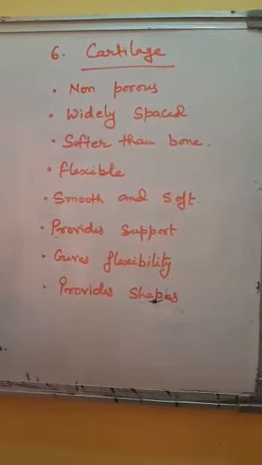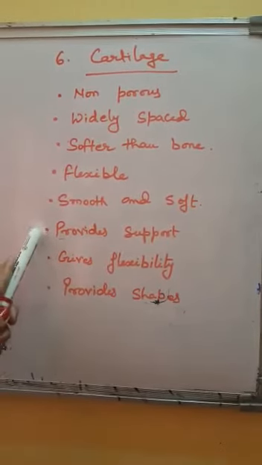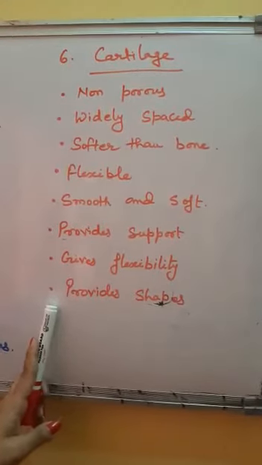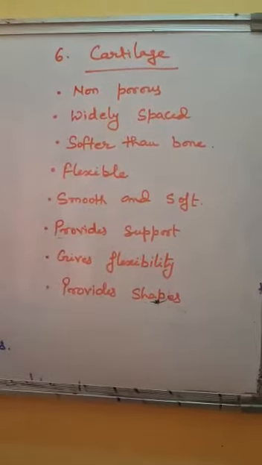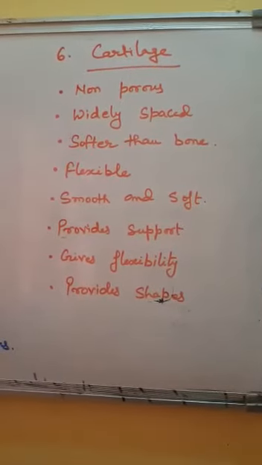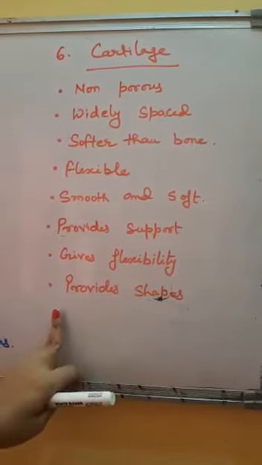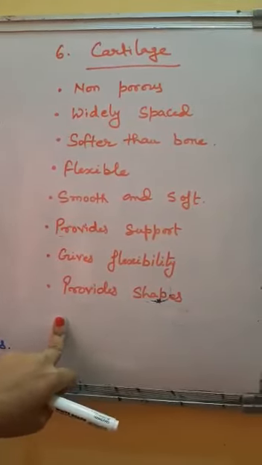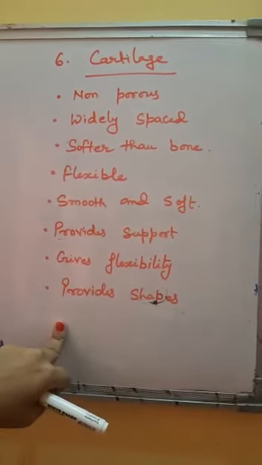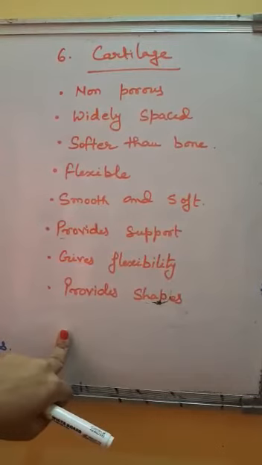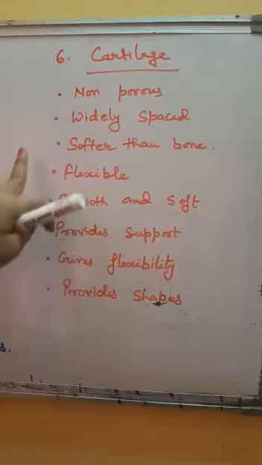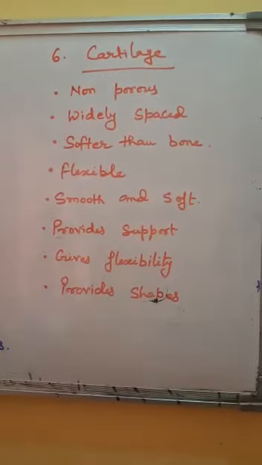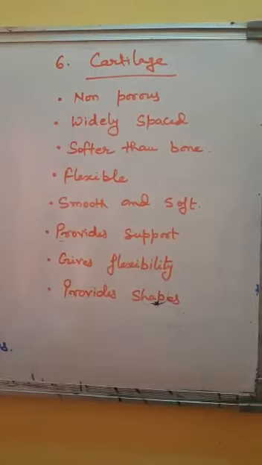It provides support to the body parts and gives flexibility. It provides shape and is present at the places where partition is required. Being flexible and soft, it allows a little movement. Cartilages are present at places like the nose tip, in between the ribs and between vertebrae. So it is the connective tissue which is smooth, soft and provides flexibility to different body parts.